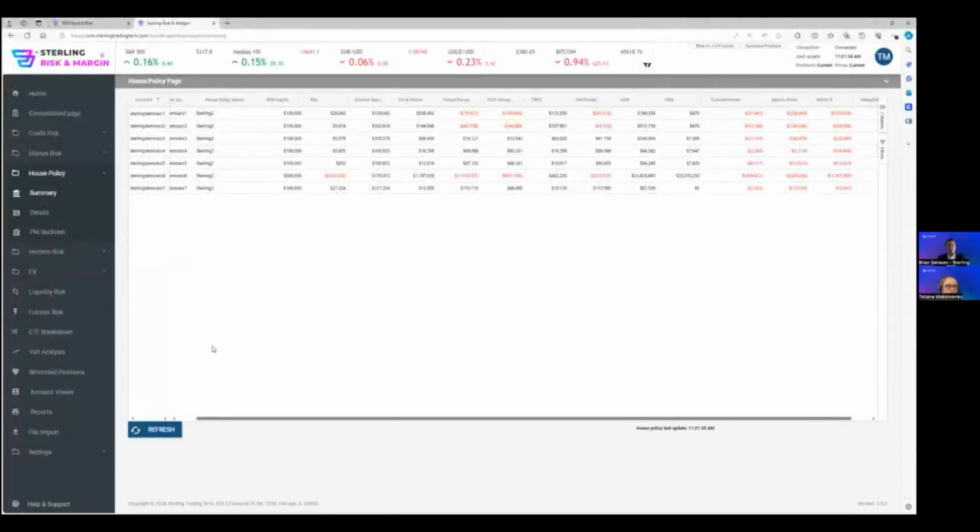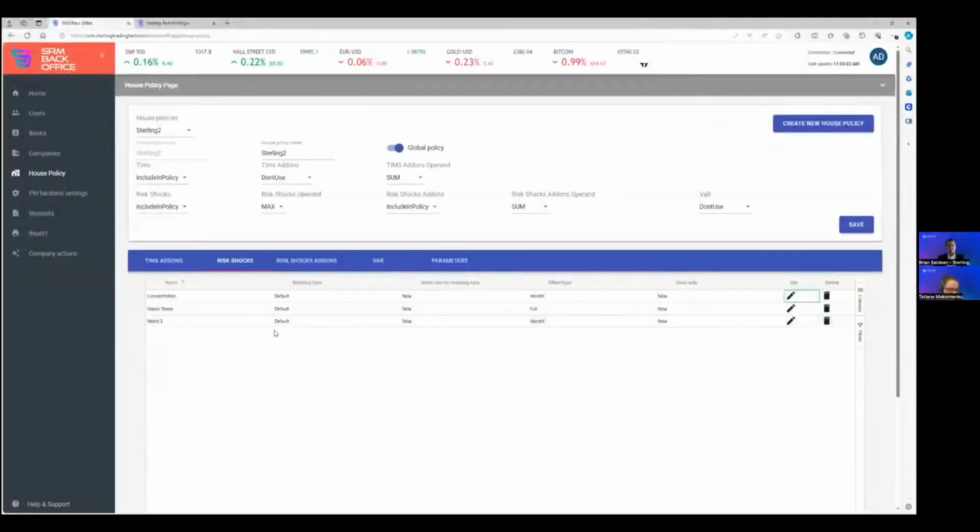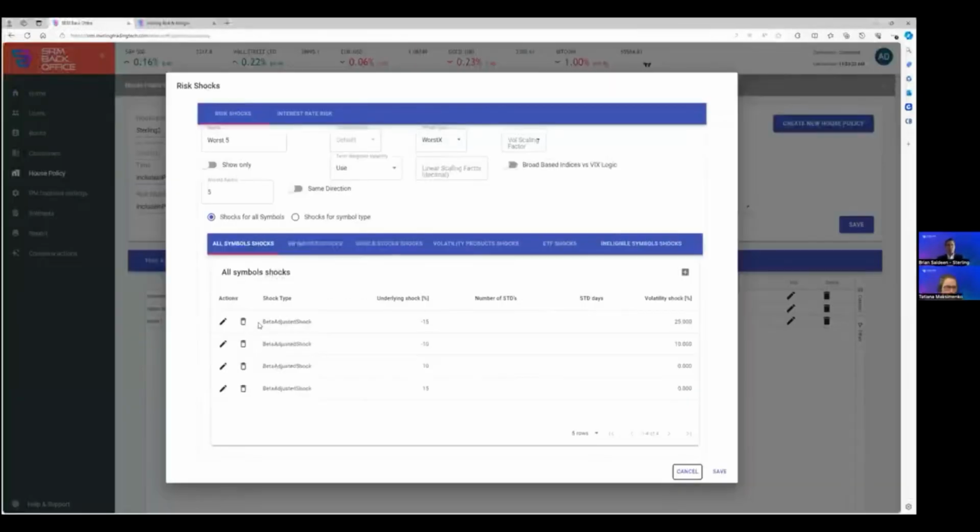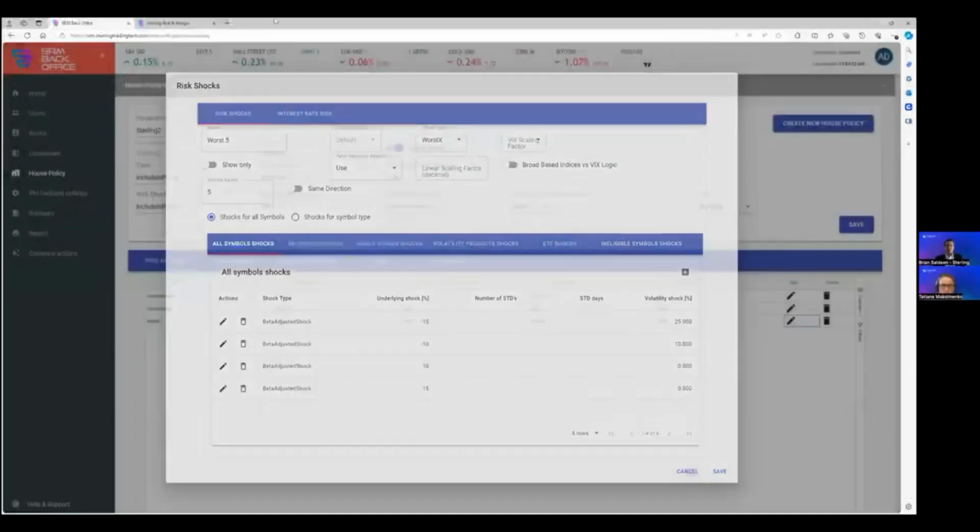And then finally, the third type of risk shock we included here is the worst 5. So here we're doing something similar to the concentration risk. Each position is shocked by one of these 4 shocks, and the system determines which of these 4 shocks will result in the worst number. But then once it comes up with the worst number for each position, it will take the top 5 symbols with the worst outcomes, sum them up, and present that as the worst 5 risk.